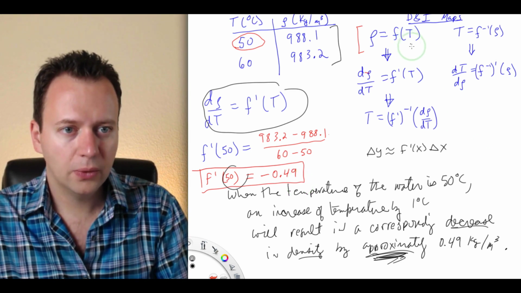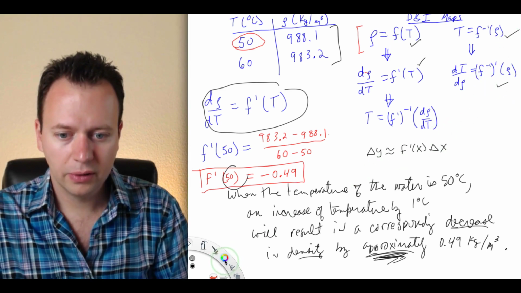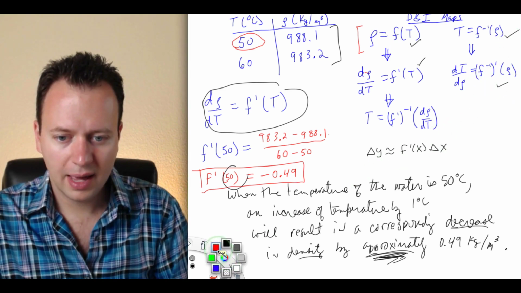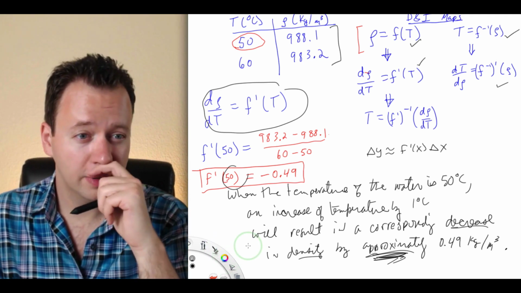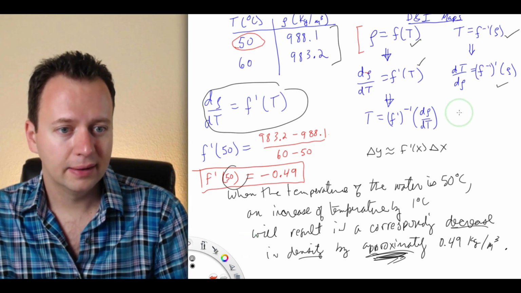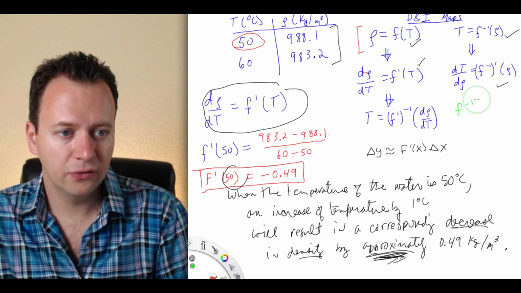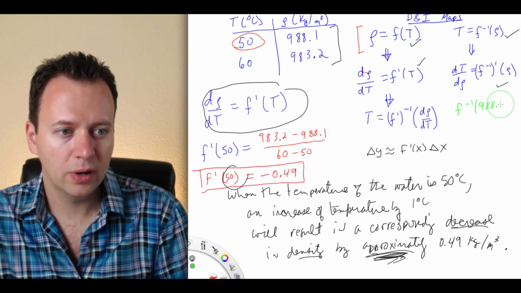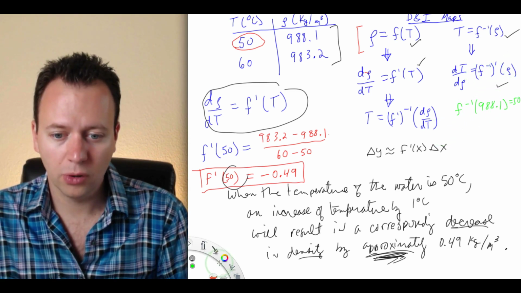So we did these ones. Now let's do this one. So that one we had. This is a little bit different because it's f inverse prime. So we had previously f inverse of 988.1 is equal to 50. And this is going to be f inverse prime. So first of all, it's f inverse prime of rho.